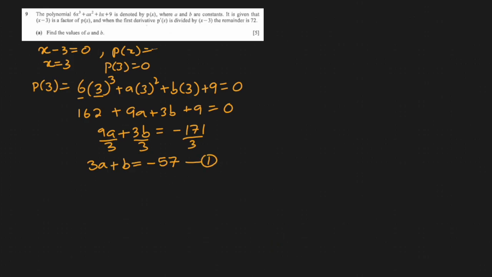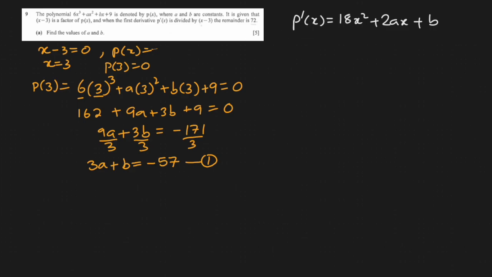What about the second one? They said the first derivative, P prime x, if it is divided by x minus 3, the remainder is 72. So for P prime x, we have to differentiate the given function first, which is 3 times 6, 18x square, plus 2 times a, 2ax, plus b, and the differentiation of 9 is 0. So this is our P prime x, the differentiation of the polynomial.